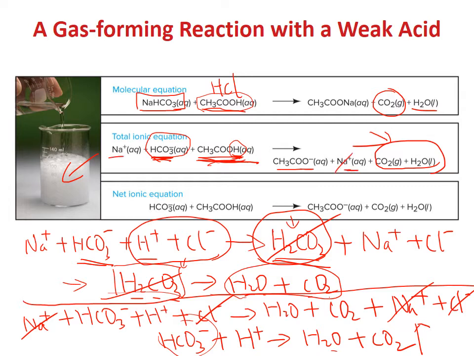So the sodium ion is a spectator ion, but the acetate anion is not a spectator ion, because this acid is not a strong acid. In the reactants, it's a molecule, so it changed before and after the reaction. And therefore, the net ionic reaction is bicarbonate anion plus acetic acid forms CO2, water, and acetate anion.